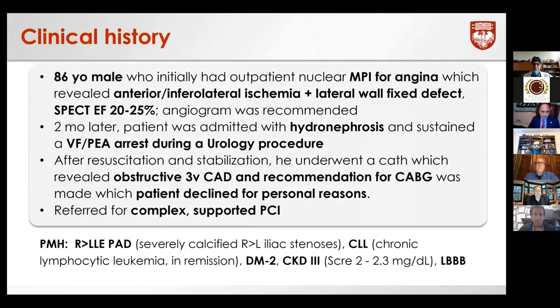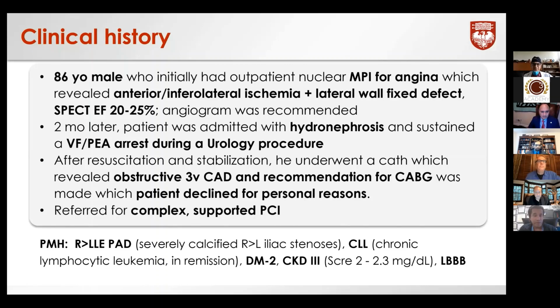Okay, so this is an 86-year-old gentleman who initially had a nuclear stress test for angina, revealing anterior and infralateral ischemia and a lateral wall fixed defect. His EF is about 20 to 25%. An angiogram was recommended. He was sort of mulling it over.